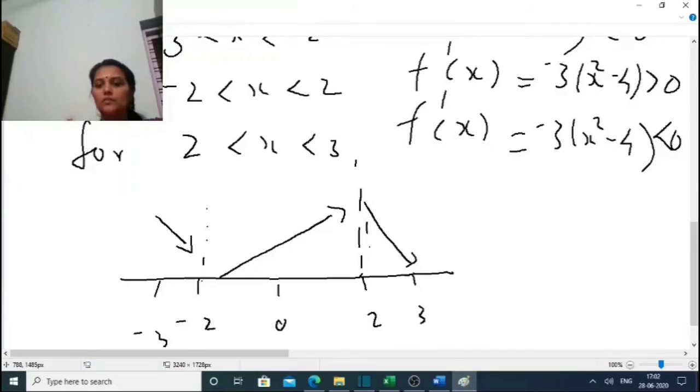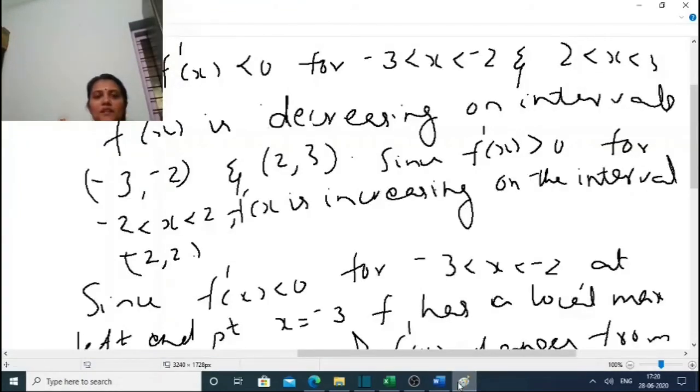less than 0. Since f dash x less than 0 for minus 3 less than x less than minus 2 and 2 less than x less than 3, f of x is decreasing on the intervals minus 3 to minus 2 and 2 to 3. Since f dash x greater than 0 for minus 2 less than x less than 2, f of x is increasing on the interval minus 2 to 2.